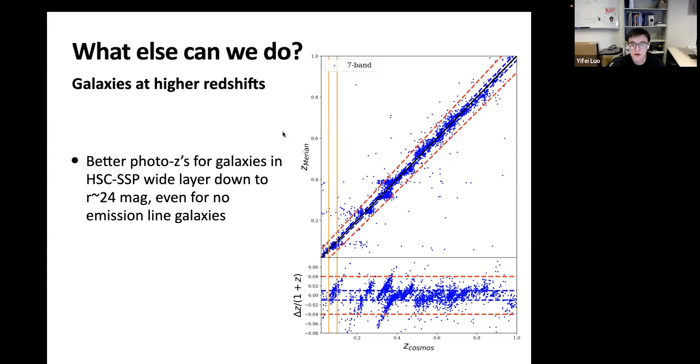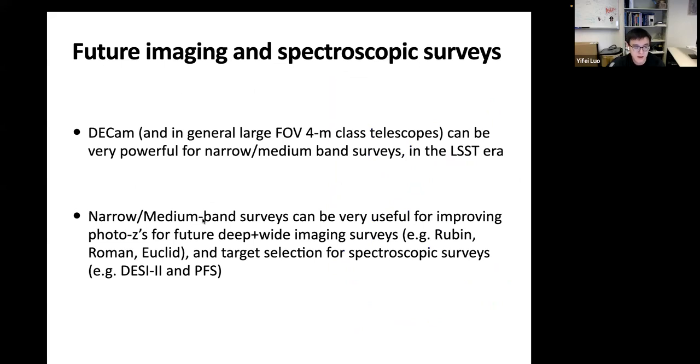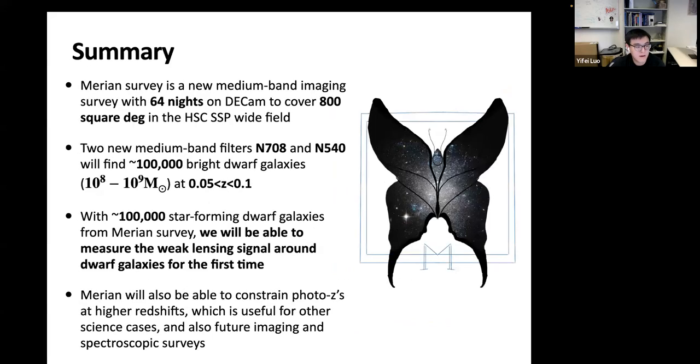So in principle, adding those narrowband or medium band filters can help future imaging surveys like LSST or Rubin Observatory or other lensing surveys. And we can also use those medium band photo-z to help the target selection for future spectroscopy surveys like DESI-II or PFS. So yeah, I will leave a summary here and I'm happy to take questions.